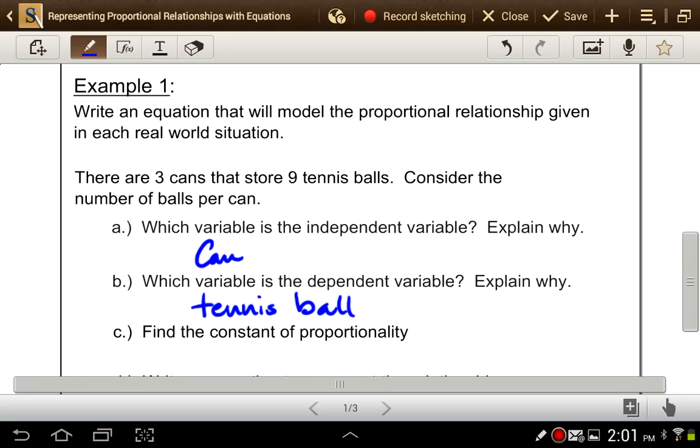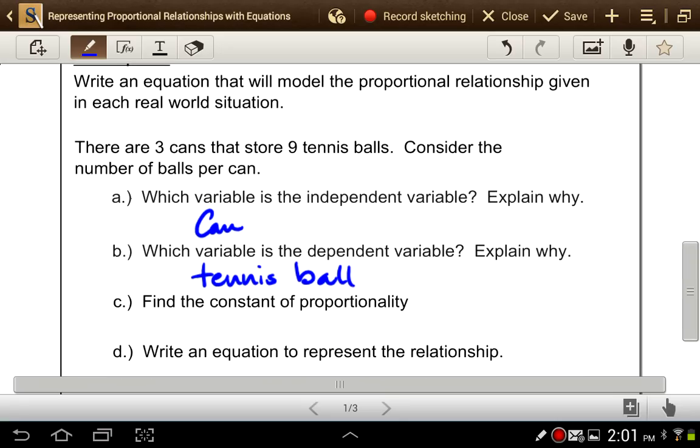Okay, now let's go on and answer some questions. Find the constant of proportionality. So if I want to find that, we always want to think of our constant of proportionality as our unit rate, which is always going to be y divided by x. And now that we're getting into using variables to talk about these, our unit rate is our y divided by x. So in this case, our y is our tennis ball.